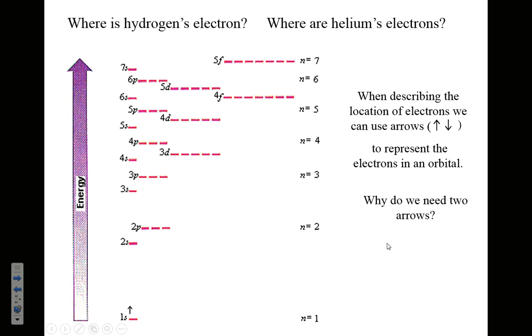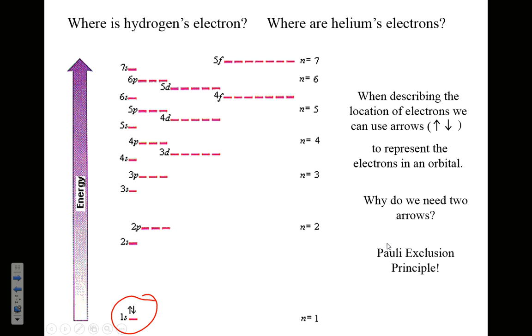Well, by Aufbau, the first electron's going to go just where the hydrogen is. It's going to be the first one in that 1s. Now, the second electron in helium is then going to be filling that 1s. And you'll notice I put it as a down arrow down here. So I've got an up arrow and a down arrow. And that represents both types of spin.